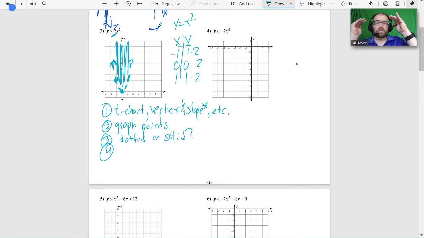So you need to get some points. Then you need to graph some points. Then you need to make your parabola with a dotted/dashed or a solid line. And then you shade up or down. And that's pretty much how you do all of this stuff. So we've officially come up with a 4-step process here. You get some points, you graph some points, you make your parabola with a dotted or solid line, and then you shade it up or down. And that's how you do it.